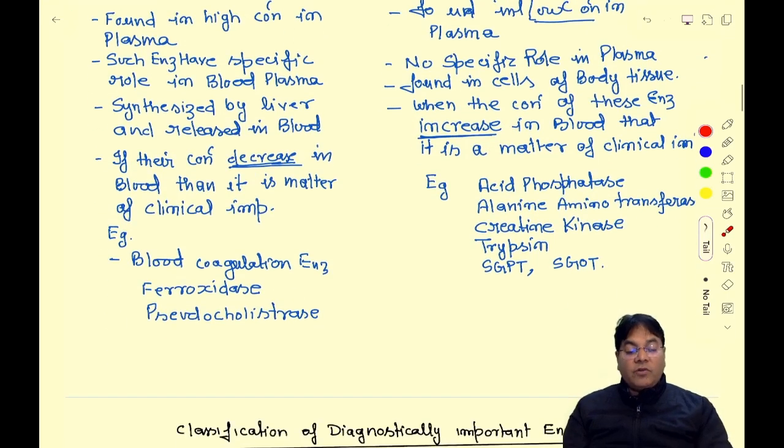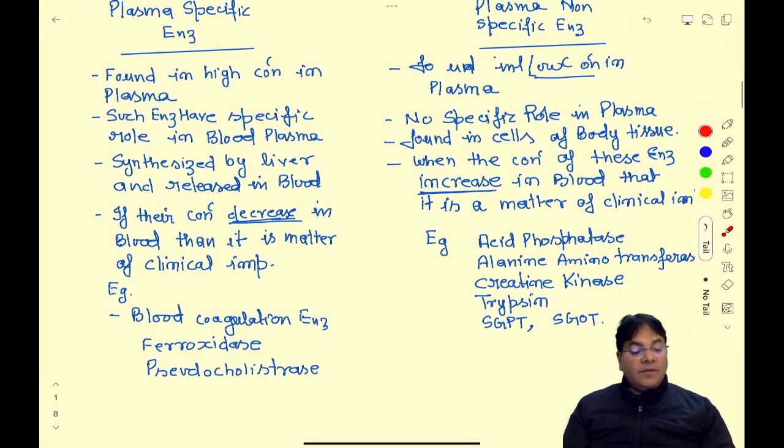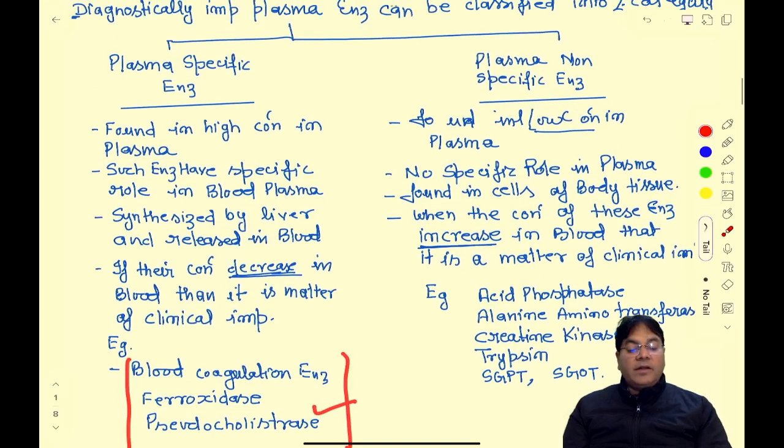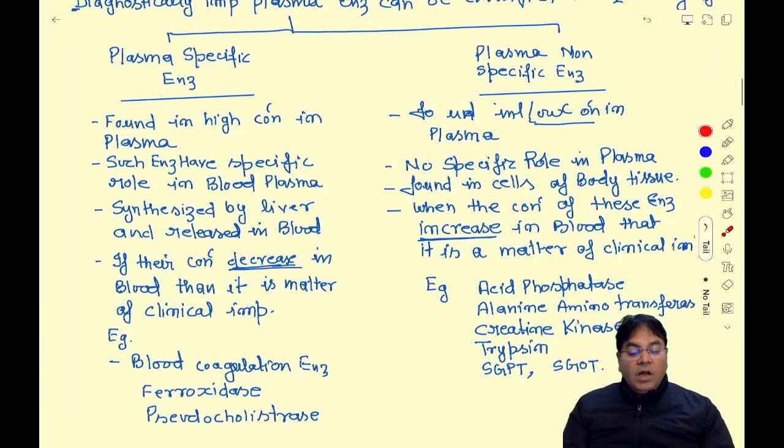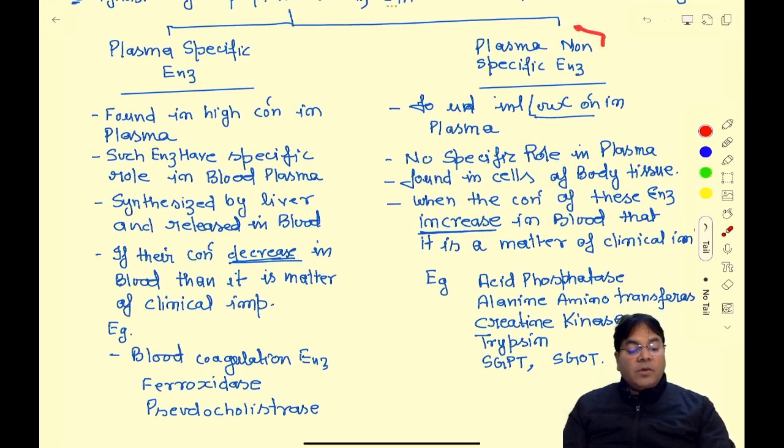The examples of non-specific enzymes are acid phosphatase, alkaline aminotransferase, creatine kinase, trypsin, SGPT and SGOT. We will be discussing these enzymes specially. The blood clotting enzymes, the ferredoxinase, pseudocholinesterase, are regarded as blood plasma specific enzymes, and they are present in high concentration in the blood plasma. Now let us go to the plasma non-specific enzymes, whose concentration increases in the blood plasma, which is usually not the case.